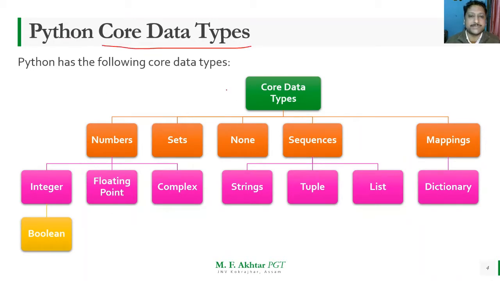What are the core data types? These are numbers, sets, then None, which is a special type of data, then sequences, then mappings. In Python, several types of number data are available: integers, floating point numbers, complex numbers, and booleans. Booleans are almost treated as integer type data. We will learn these things in coming topics. Then there are sequences: strings, tuples, lists, and dictionaries. So many things are there, and we have to learn them one by one.